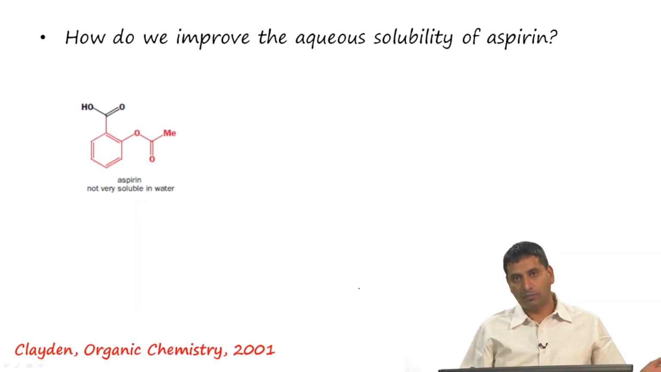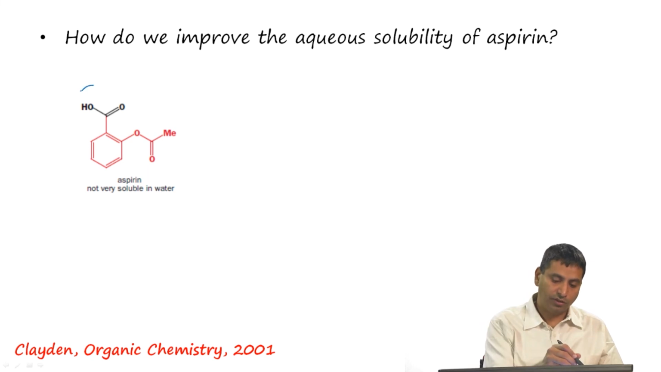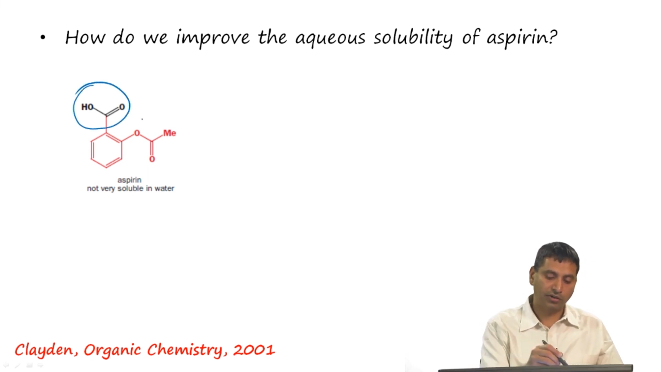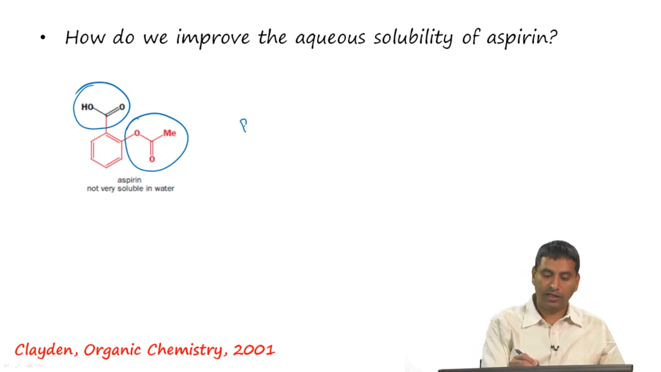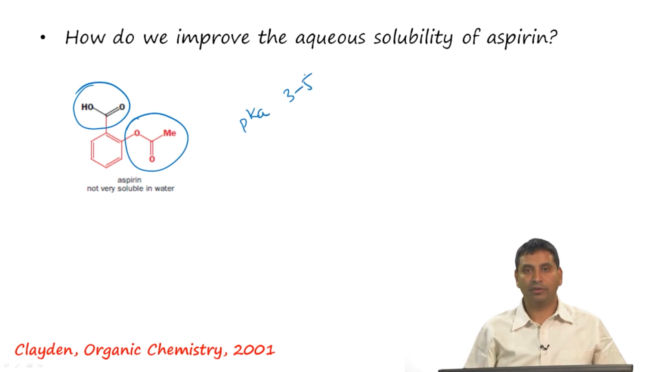With these concepts in mind, let us look at another question. How do we improve the aqueous solubility of aspirin? Aspirin is very poorly soluble in water. So, if we have to address this problem, let us look at the various functional groups that are available here. Aspirin has a carboxylic acid and an ester, and we already know that carboxylic acids have pKa values somewhere between 3 to 5.